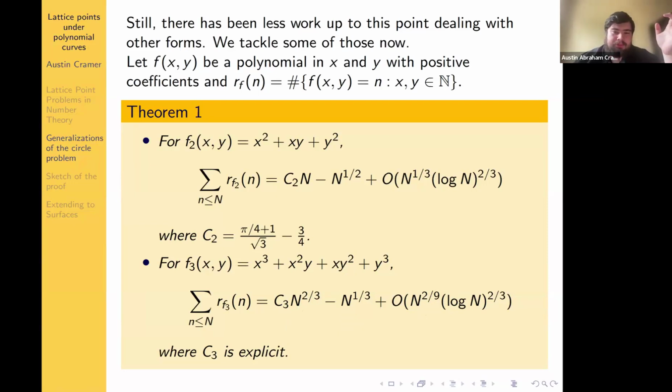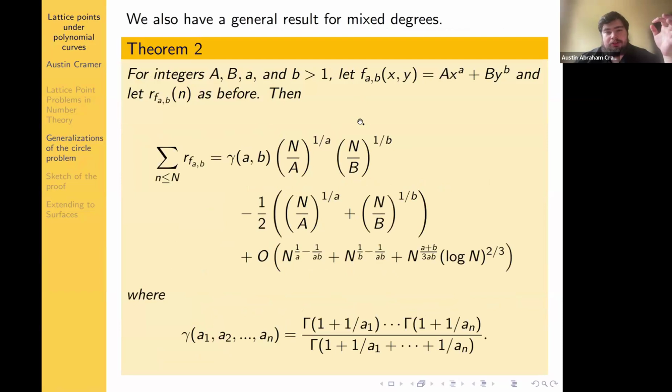Okay, so there's a couple forms there, and to also give a result, for example, for mixed degrees. We saw squares, cubes, and beyond, but if we want to mix up some degrees, and I'll even throw in some coefficients here, I'll let a and b be positive integers, and little a, little b greater than 1. So I have this a x^a plus b y^b, and I set up this r sub f a b of n. I should have put the n there, so excuse that typo. Then I get an expression that looks like this.